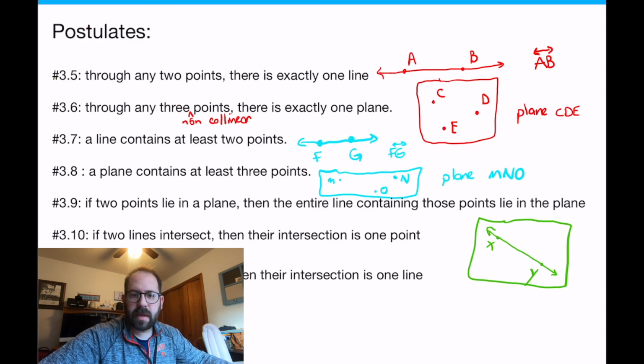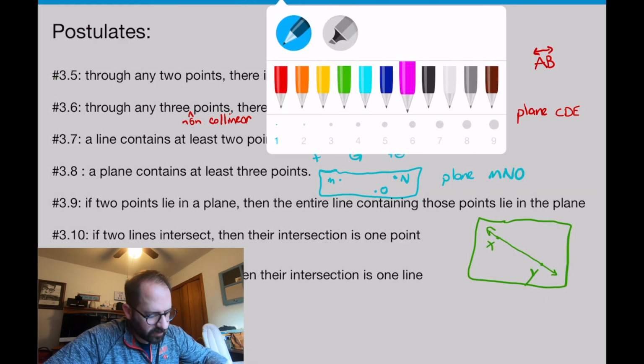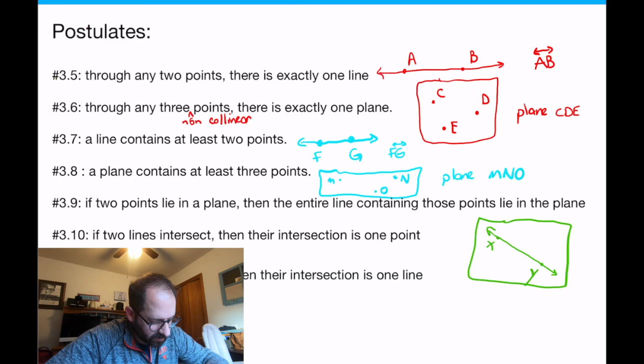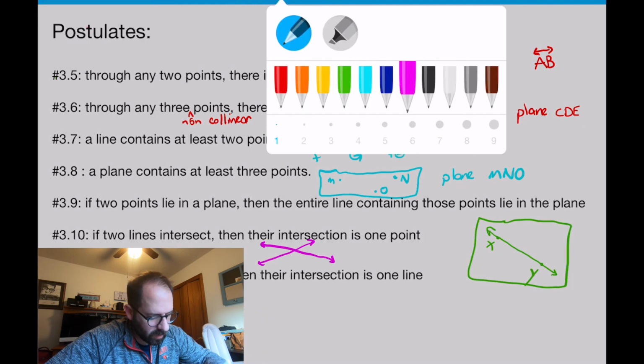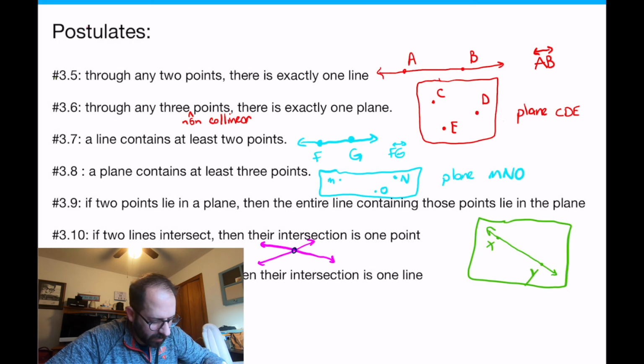And then 310 and 311 talk about interactions of the object. So instead of a line or points and planes, now I'm talking about two lines crossing. So if two lines intersect, that's called an intersection, right? It's a point of crossing with two lines. So let me draw this out. We have two lines that cross. Here's my two lines. They will make one single point in the middle, point P.